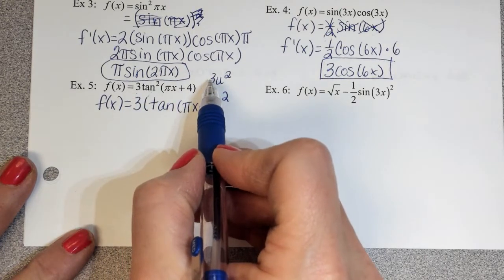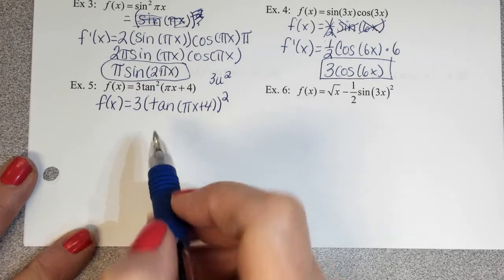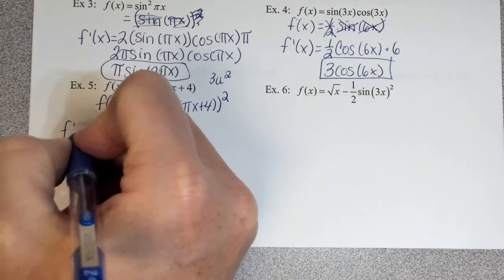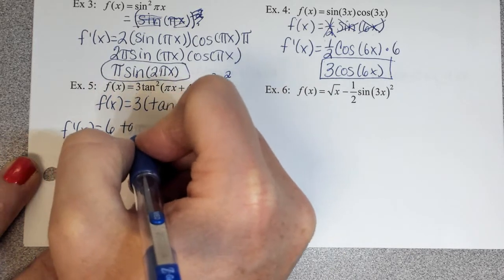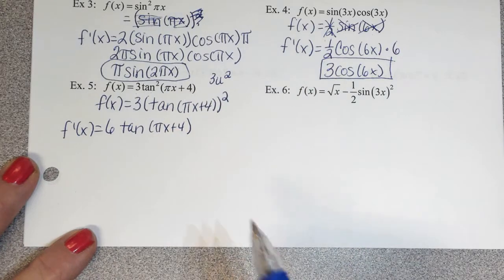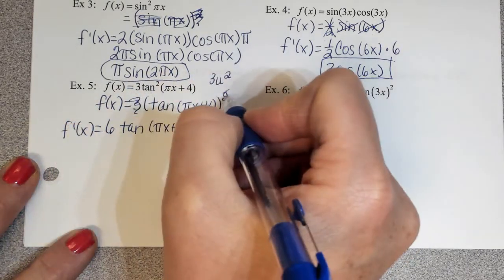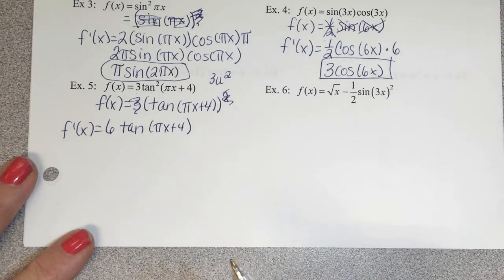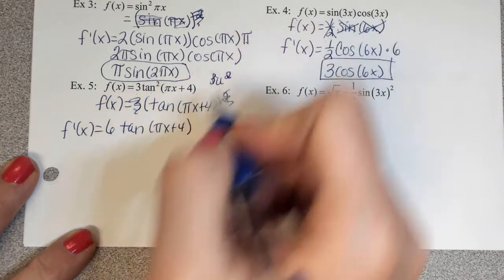So what is the derivative of 3u squared? 6u. So my derivative's going to be 6u, don't change the u. Okay, so now I've taken care of the 3 and the 2. That's done. So now I've done this part. Now I'm to this part.